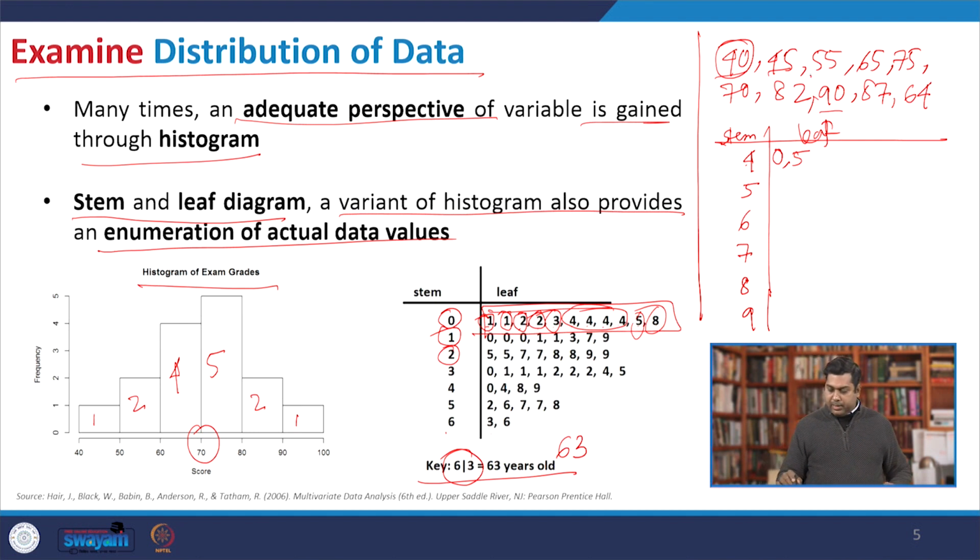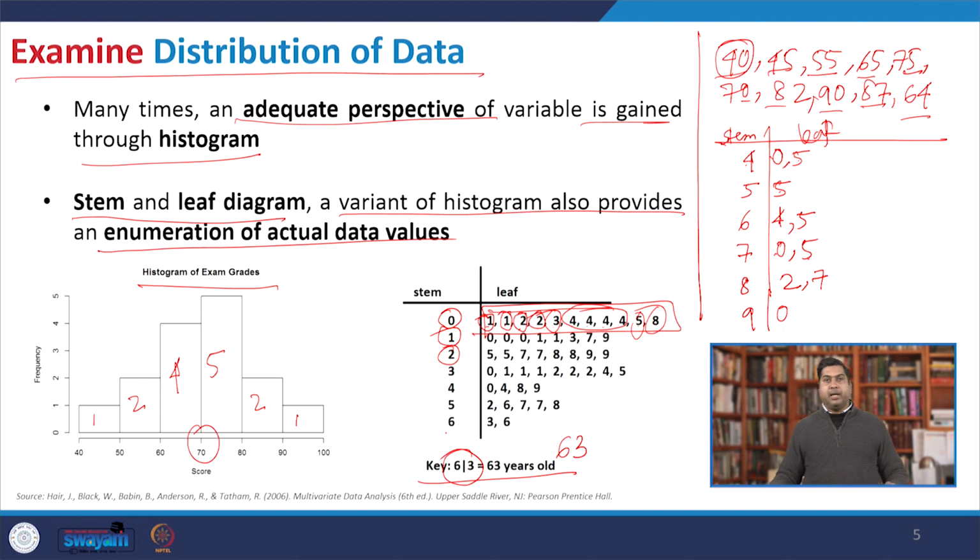Now in 50s I can see only one value, so it is 55. Then in 60s we have two values, 64 and 65. It may be in order, it may not be in order, so it does not matter. So you can write it like 4 and 5. Then in 70s we have 0 and then we have 5. So I hope you understand how to make it. Now in 80s we have 82 and 90s we have this value. So 1, 2, 3, 4, 5, 6, 7, 8, 9. So we are missing another value, that is 87. So this is the 7.